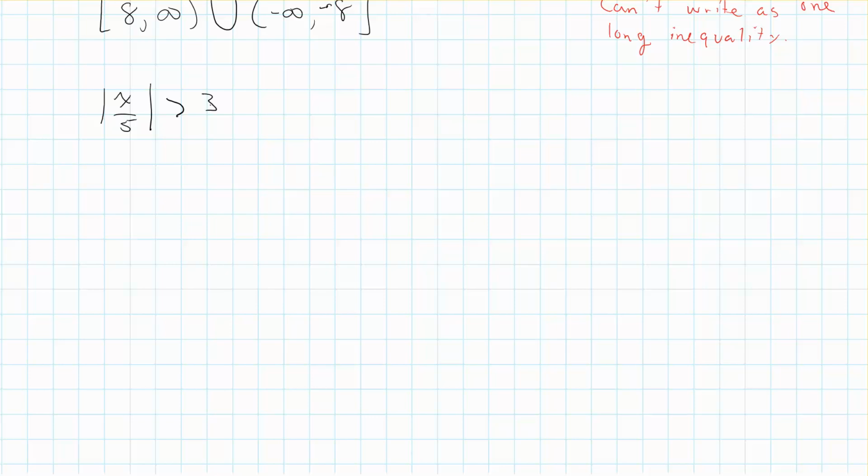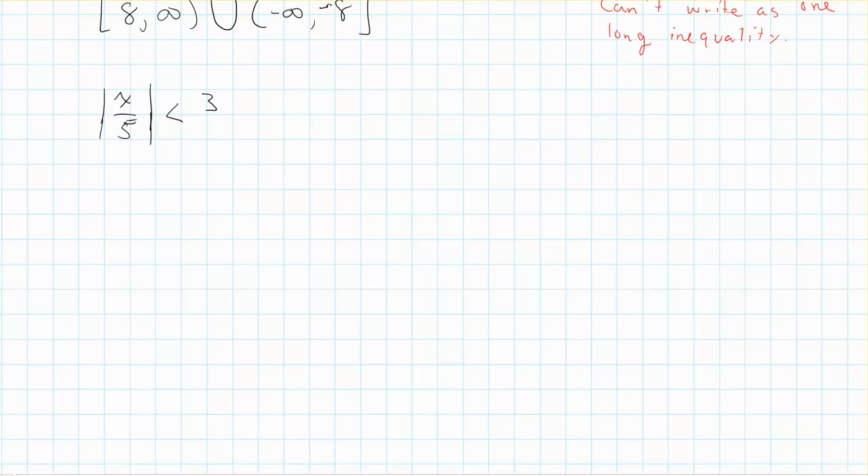I'm sorry, not greater than 3. I'm not seeing my notes correctly. I want this to be x over 5, absolute value still. Something happened here with my ink. There we go. What I want it to be is less than 3. That's the one I want.